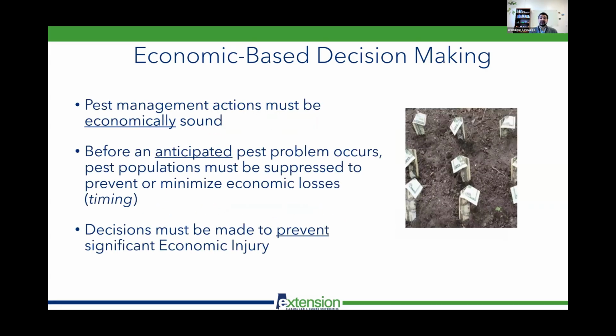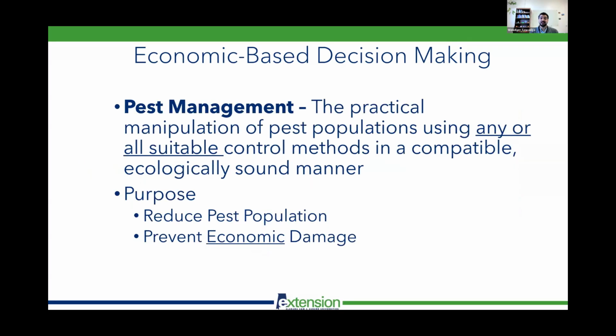Now, pest management actions must be economically sound. We often need to think in advance. So before an anticipated pest problem occurs, our pest populations need to be suppressed to prevent or minimize economic losses. And so the timing is really important in this aspect. And our decisions need to be made to prevent significant economic injury. And so I'll talk more about what some of these terms mean, especially the idea of economic injury.